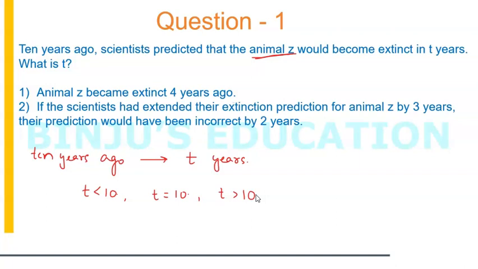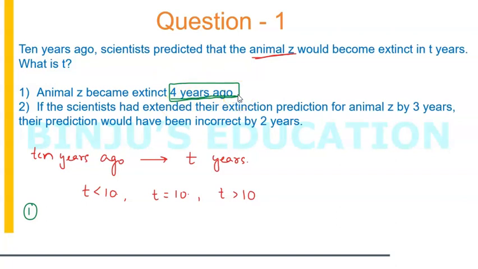Okay, let's see what statement number 1 says. Animal Z became extinct 4 years ago. Now animal Z became extinct 4 years ago, so again it's going in the past. So this is 4 years going in the past.